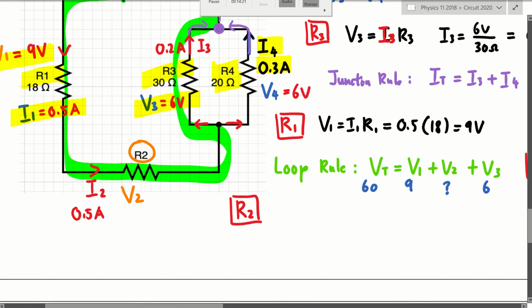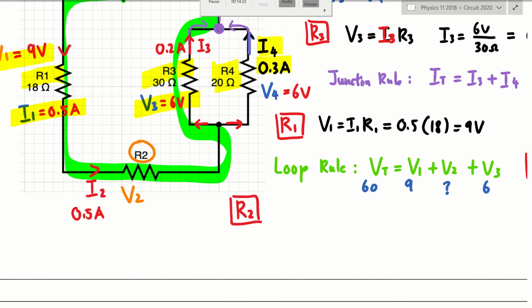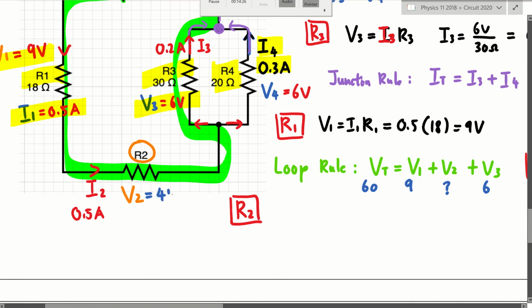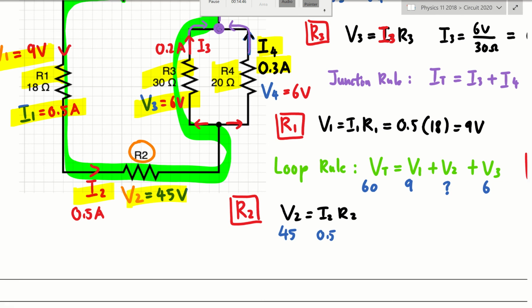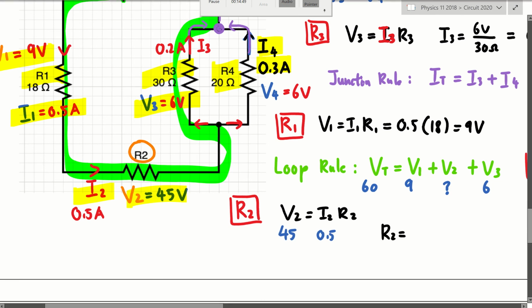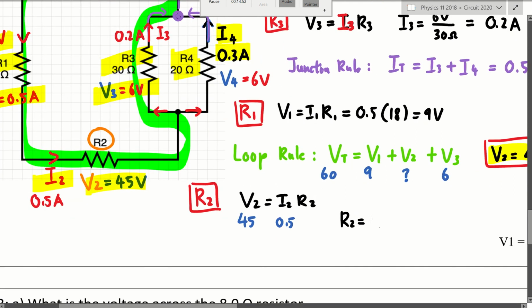So we are working with resistor number 2 at this moment because we actually have 2 out of 3 things again. Now I have current and voltage. So now one more Ohm's law, and we are done. V2 is I2R2. V2 is 45 volts, I2 is 0.5 amps. So what's R2? A little bit of algebra will tell you that R2 is 90 ohms. 90. And that's it, everyone. Question is done.